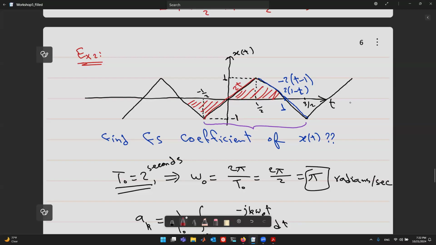So in other words, we say that this signal has no DC shift. The DC component in the Fourier series of this signal will be 0. A0 will be 0, which is the DC component. There's no DC shift for this signal. It has 0 average value.